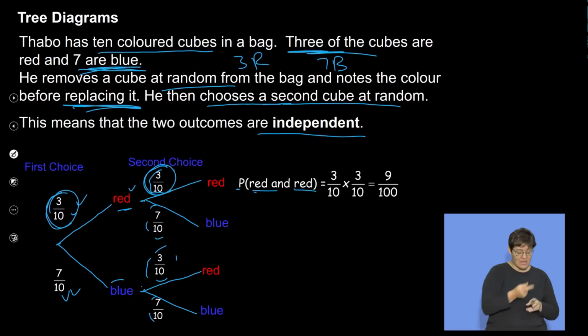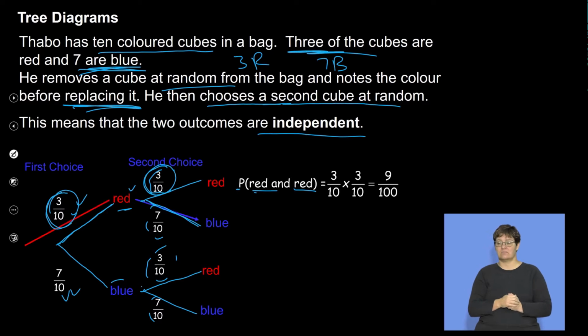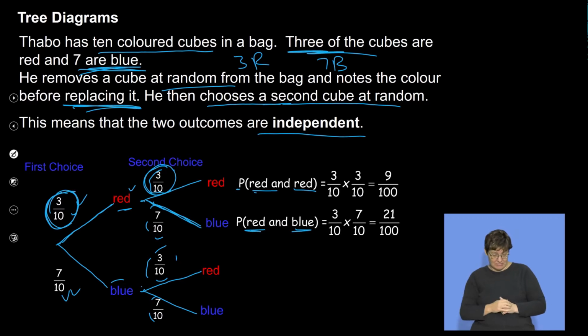Now let's look at the chance of getting red followed by blue. What is the probability of red? Red is still 3 out of 10, then followed by blue. What will that give us? 3 out of 10, agreed? Times 7 out of 10, which is 21 over 100. Fantastic.